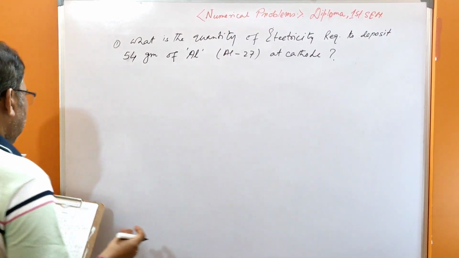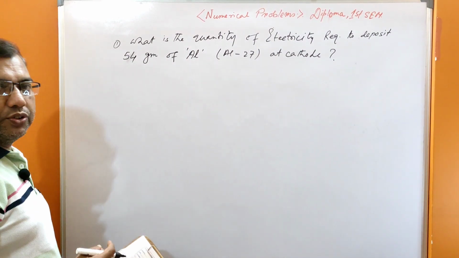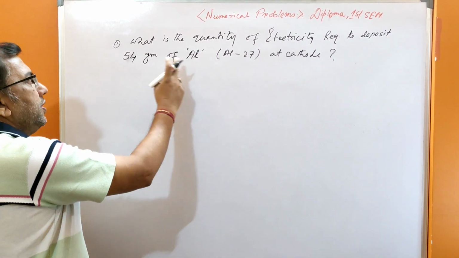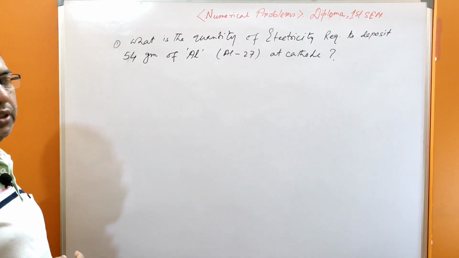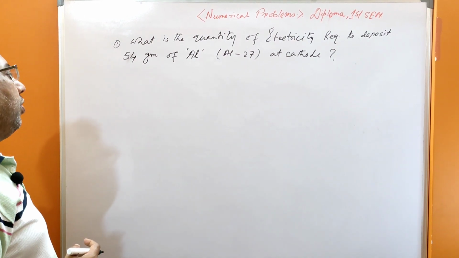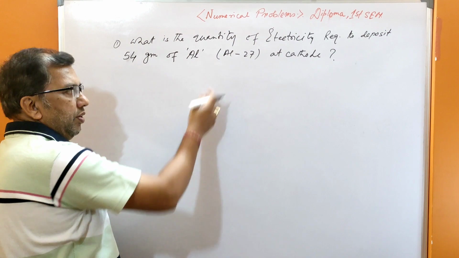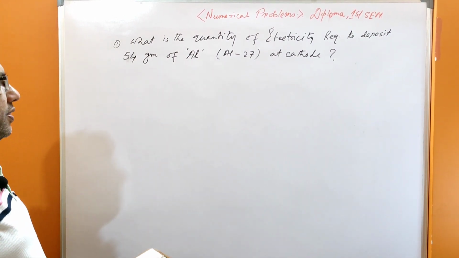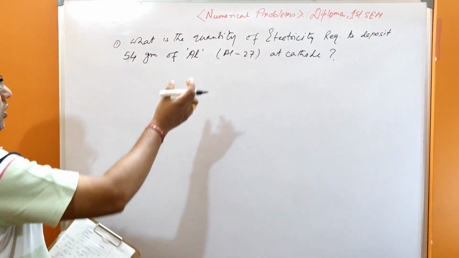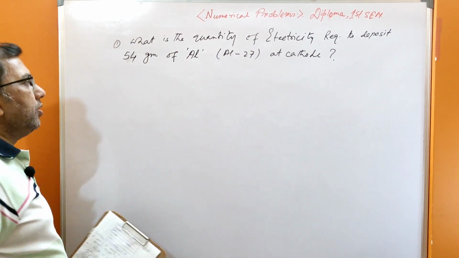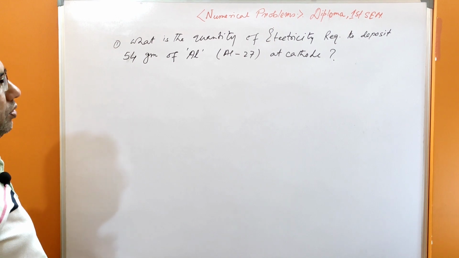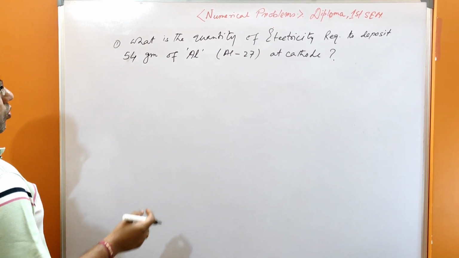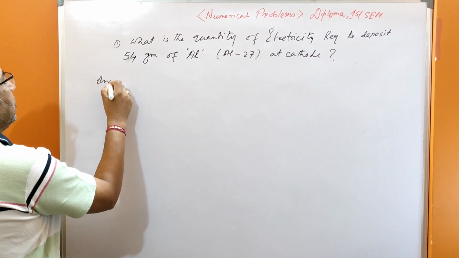So what is the question? It is from electrolysis. The first question is: what is the quantity of electricity required to deposit 54 gram of aluminium 27 at cathode? कितना electricity जरूरत है, you have to calculate.